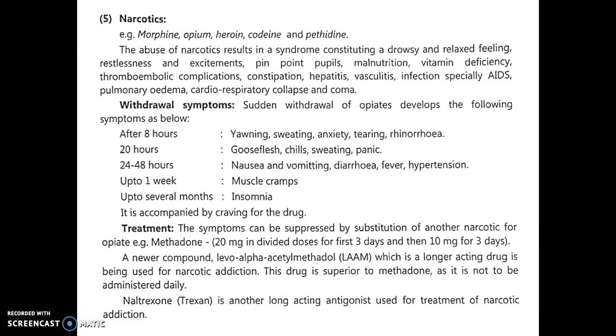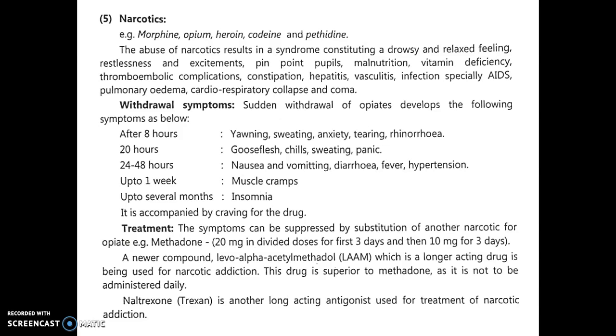Narcotics like morphine, opium, heroin, codeine and pethidine. The abuse of narcotics results in a syndrome consisting of drowsy and relaxed feeling, restlessness and excitement, pinpoint pupils, malnutrition, vitamin deficiency, thromboembolic complications, constipation, hepatitis, vasculitis, infection especially AIDS, pulmonary edema, cardiorespiratory collapse and coma.